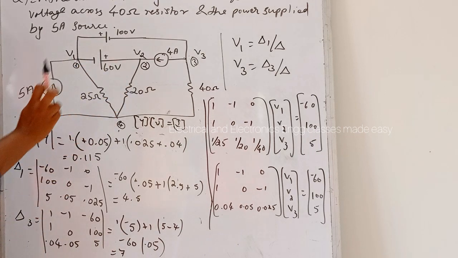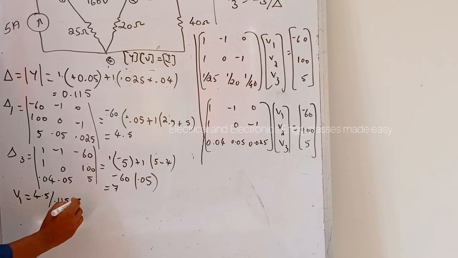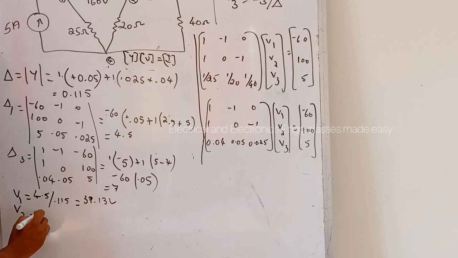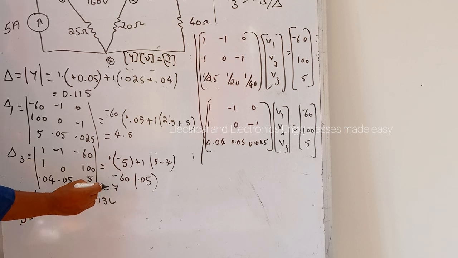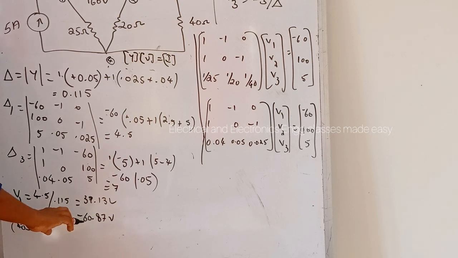Now we can find the values of V1 and V3. So V1 equal to delta 1, that is 4.5 divided by 0.115, and that is equal to 39.13 volt. Then V3 is equal to, this is minus 7. So here delta 3 is minus 7. That is minus 7 divided by 0.115, and that is equal to minus 60.87 volt. Now V3, that is the voltage across 40 ohm resistor, is equal to minus 60.87 volt.